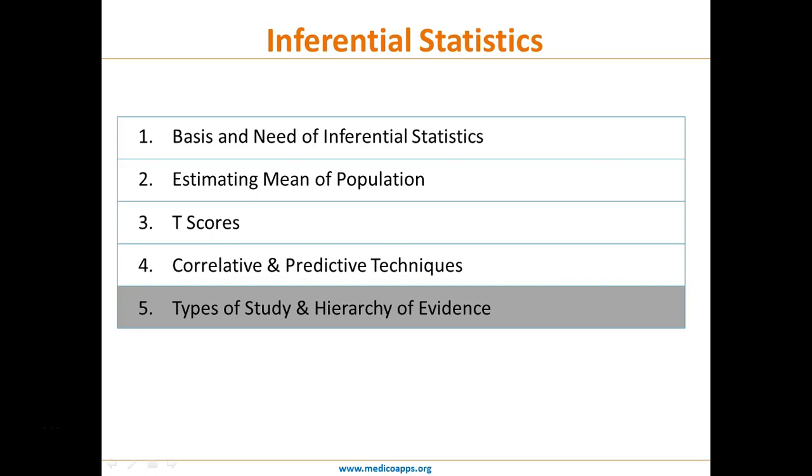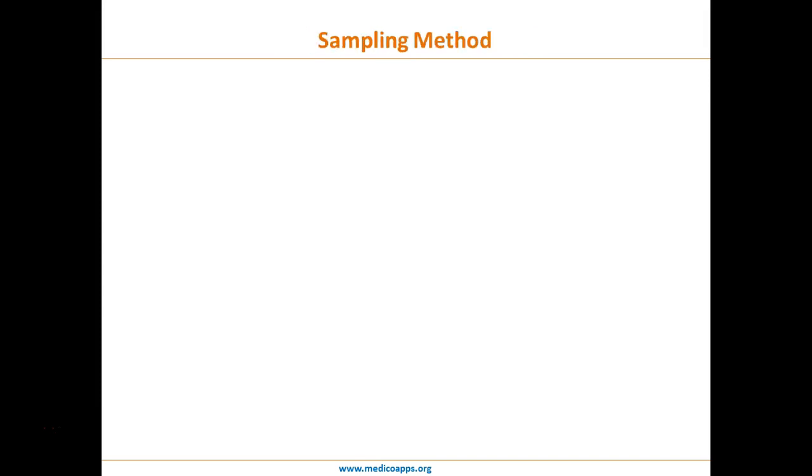In this module of Inferential Statistics, we will learn about types of study and hierarchy of evidence. Now, first let's look at the sampling method. Whenever we decide to conduct an observational or experimental study, we have to decide upon the sampling method, how we will pick the samples from the population.